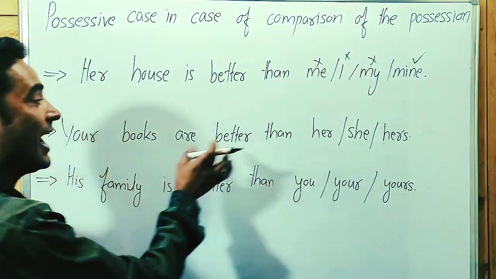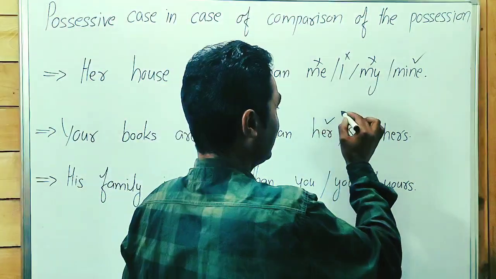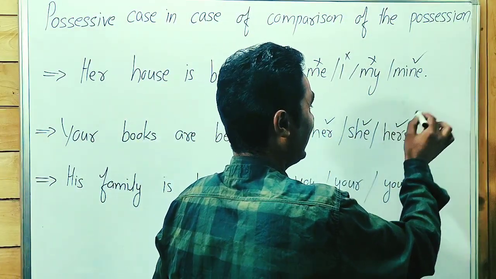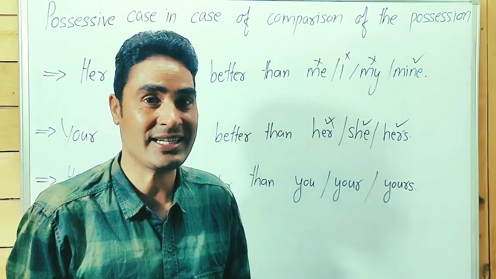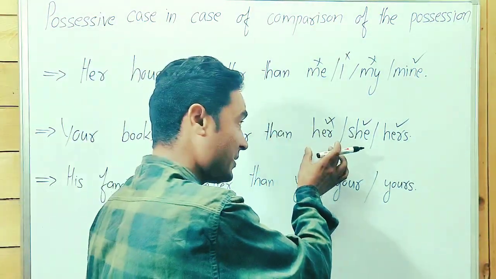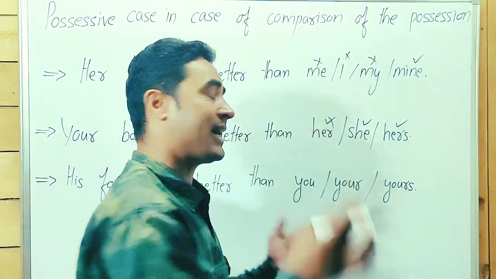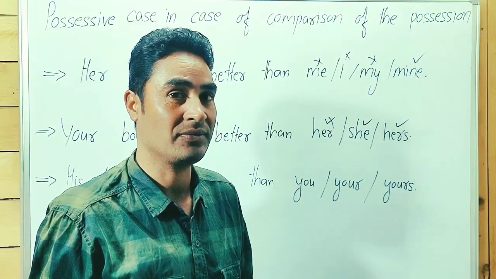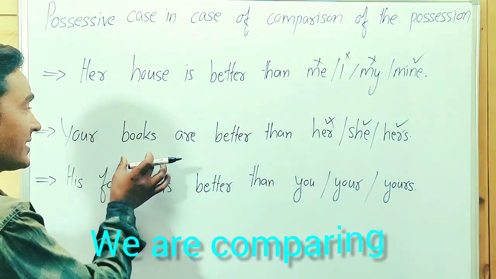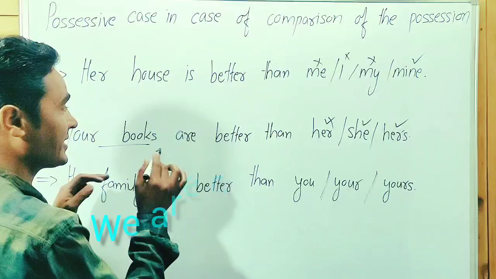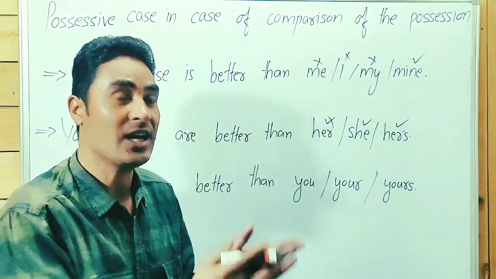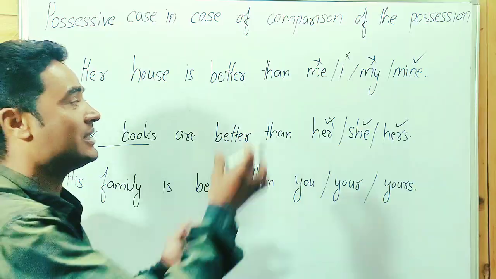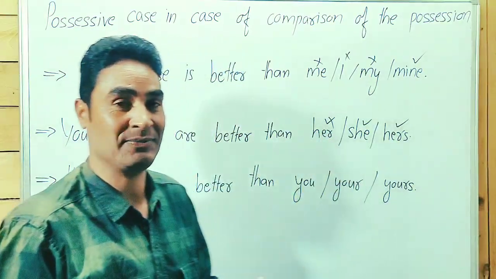Your books are better than her, she, or hers? Guys, point to be noted. Her is a possessive adjective, and you can also say the objective case of the pronoun. Your books, we are comparing. Your books are better than her? No, we can't compare your books, a non-living thing, with her. She is a living being.